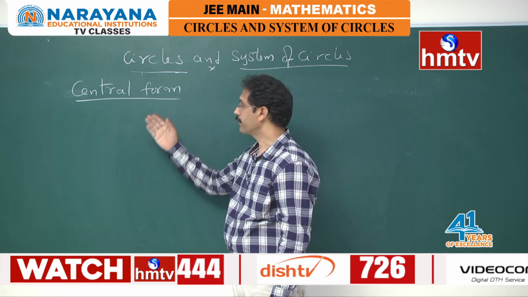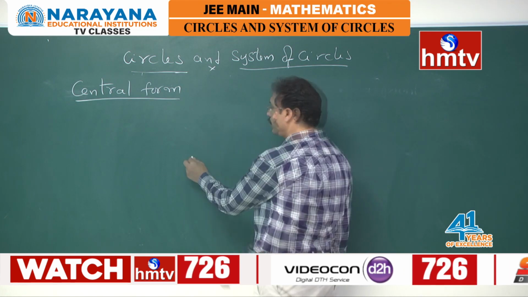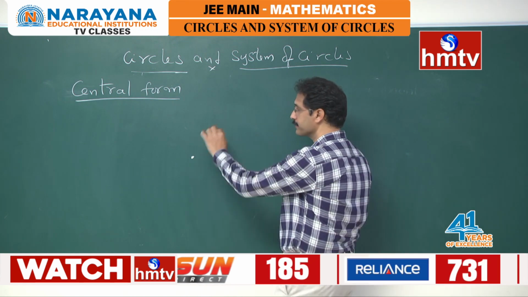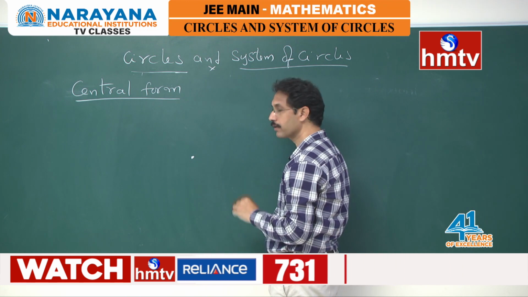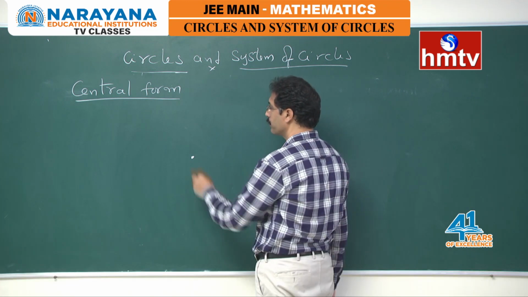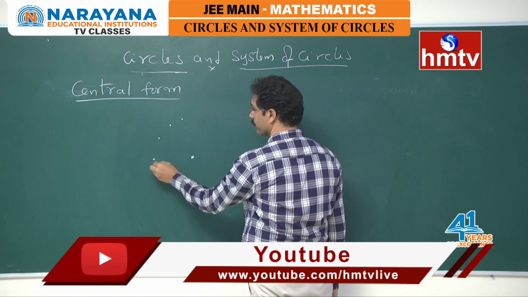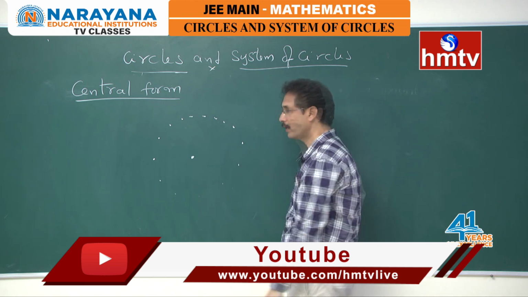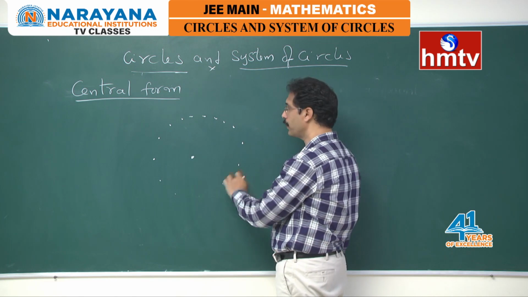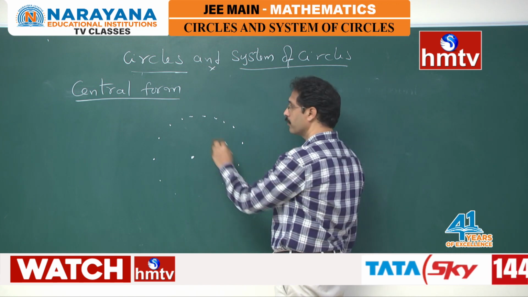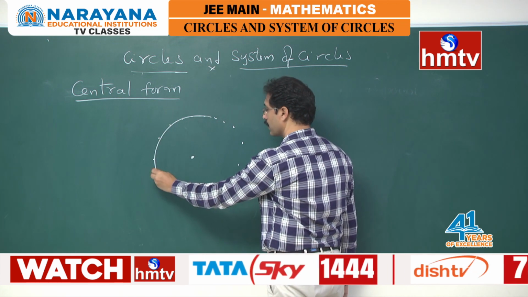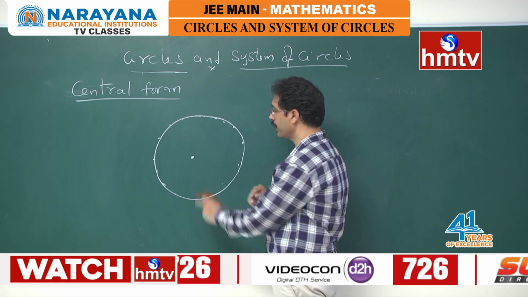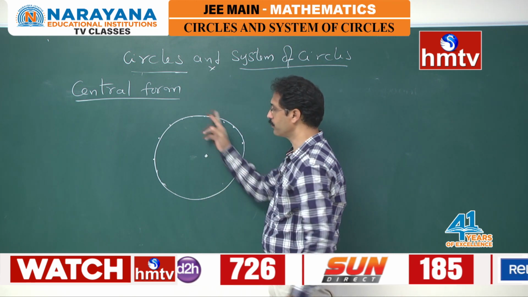Let us discuss the central form. Take a fixed point on the plane. Now collect some points on the plane which are at a constant distance from this fixed point. If I take some points like this, all these are at a constant distance from this fixed point. If you join all these, the path traced by all these points will be a circle, like this.